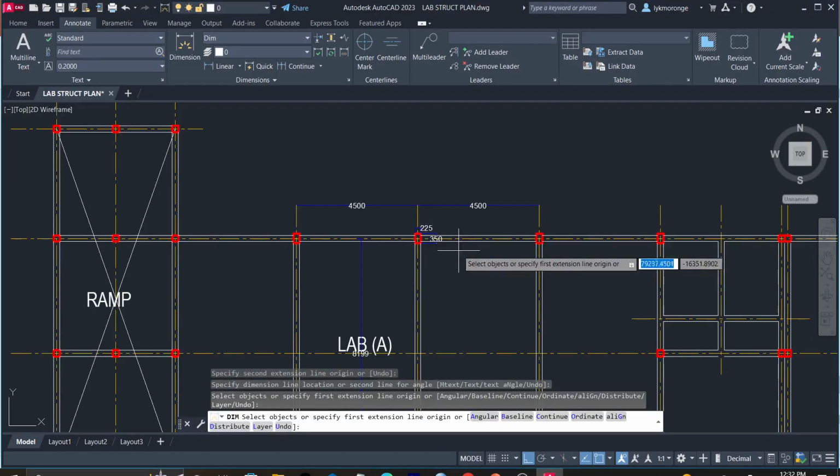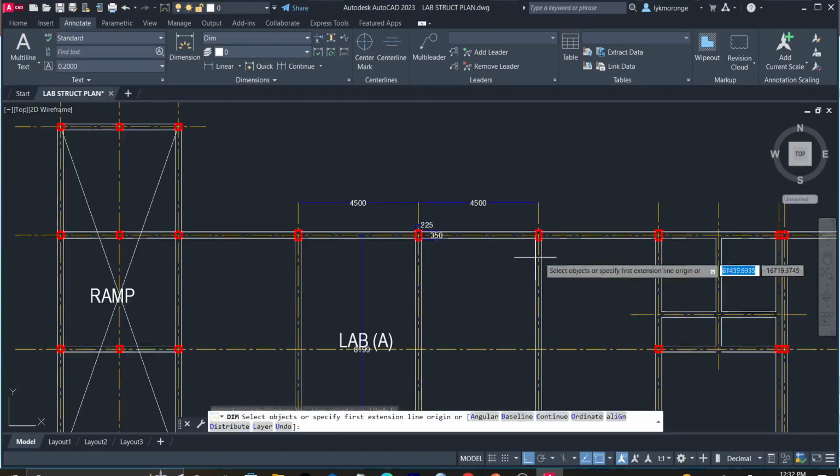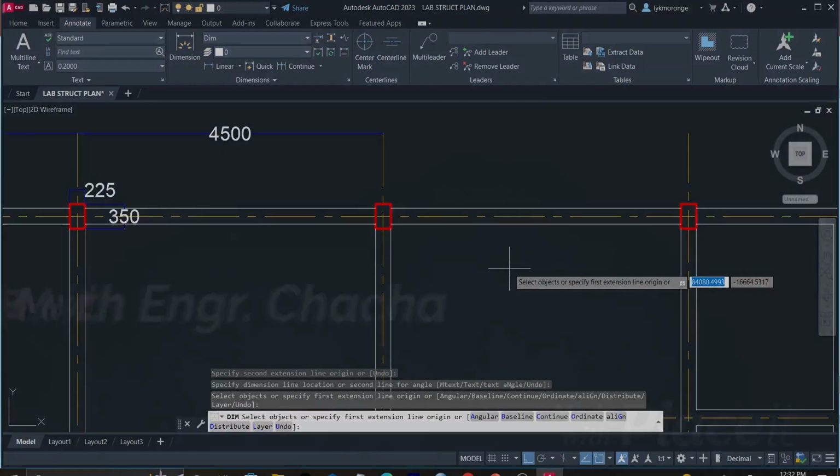You can see I did my orientation here, my columns, all of them are okay.